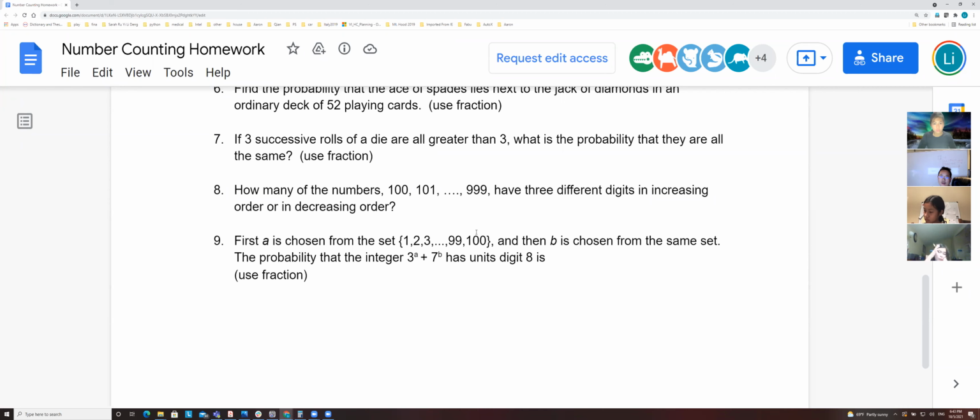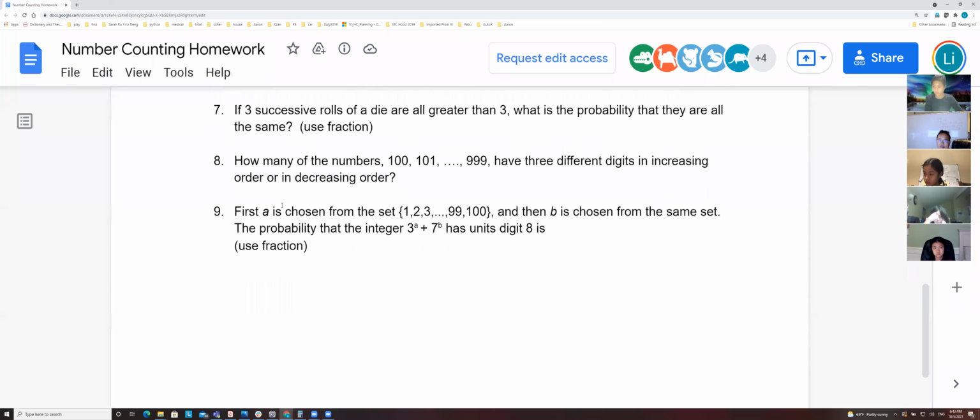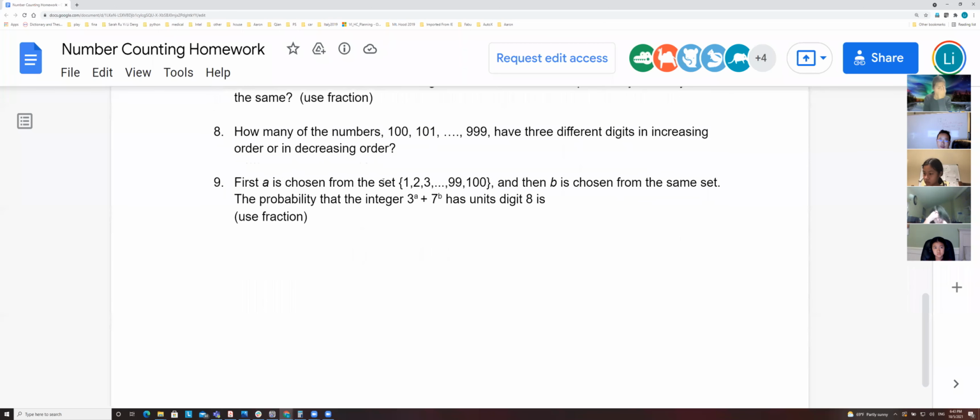Everybody followed? I think this should be pretty straightforward, right? We don't have to spend too much time on it. Let's go to number 8. Okay, this will be an interesting one.